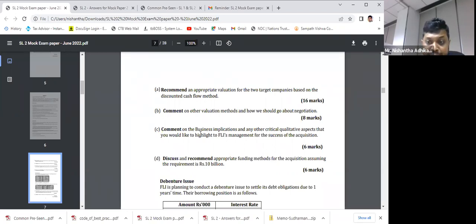Discuss and recommend appropriate funding method for the acquisition, assuming the requirement is 10 billion. If the requirement is 10 billion, based on current gearing structure, now debt to equity ratio, debt is very minimal, equity is high, right? If you go to equity funding, your debt to equity ratio will further fall, right?